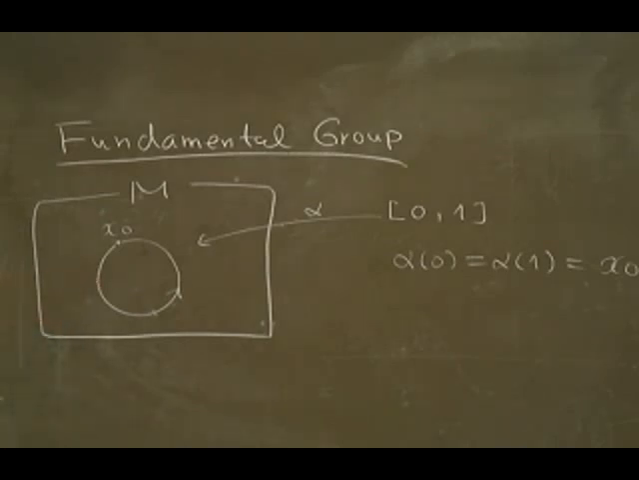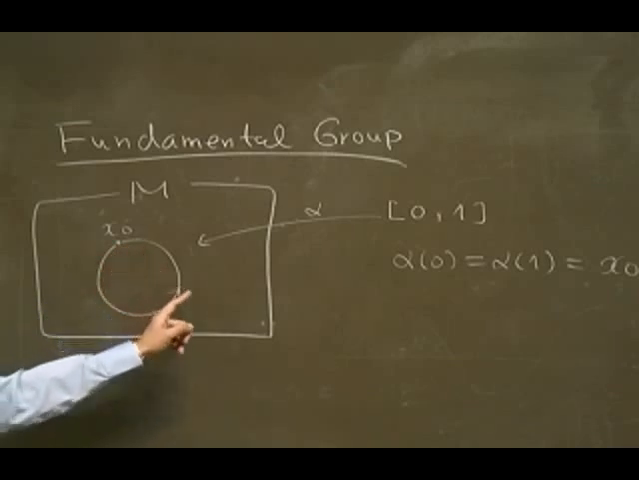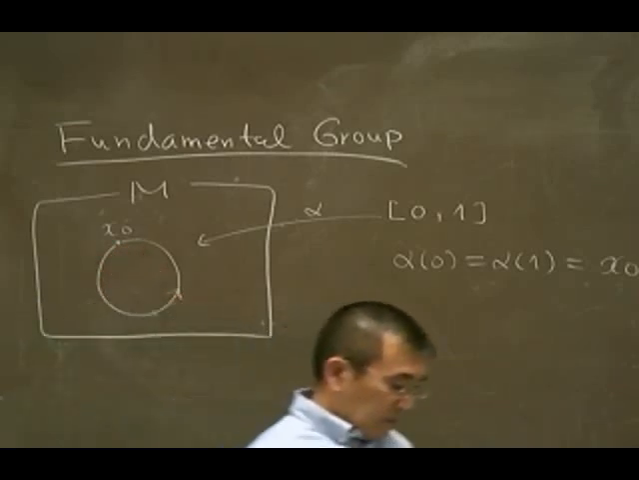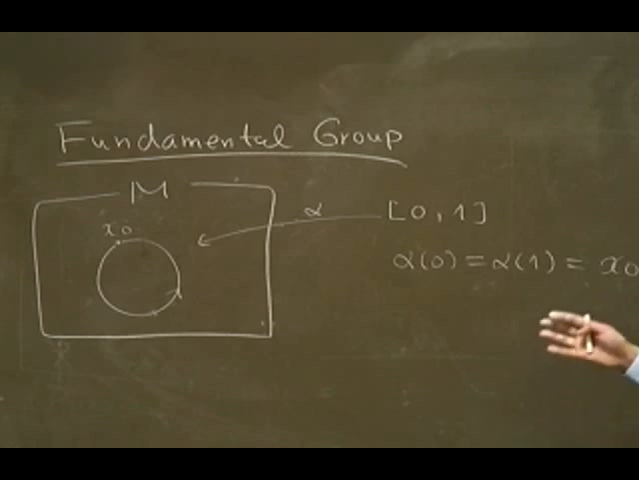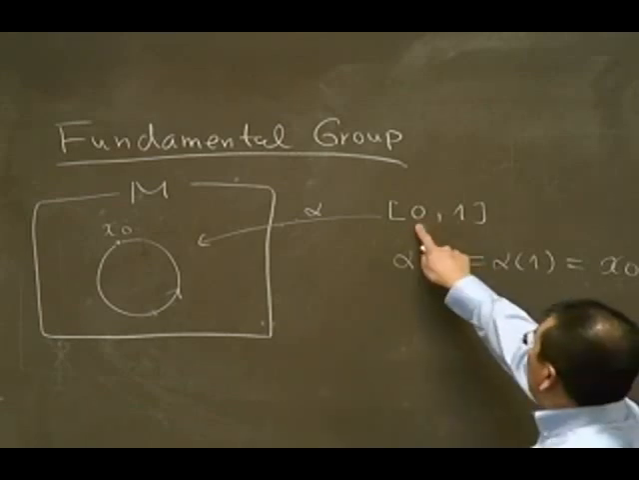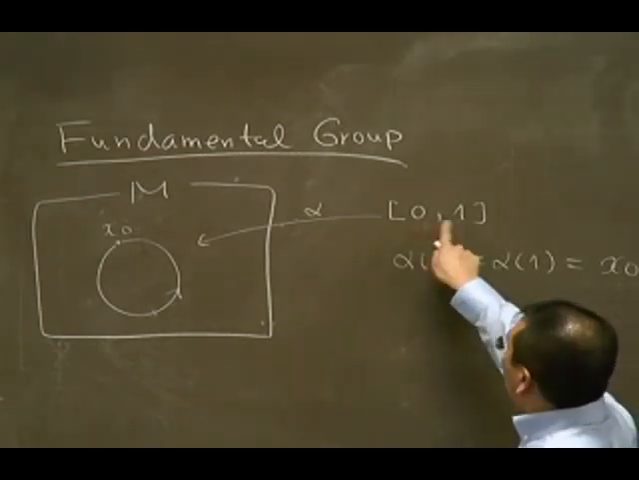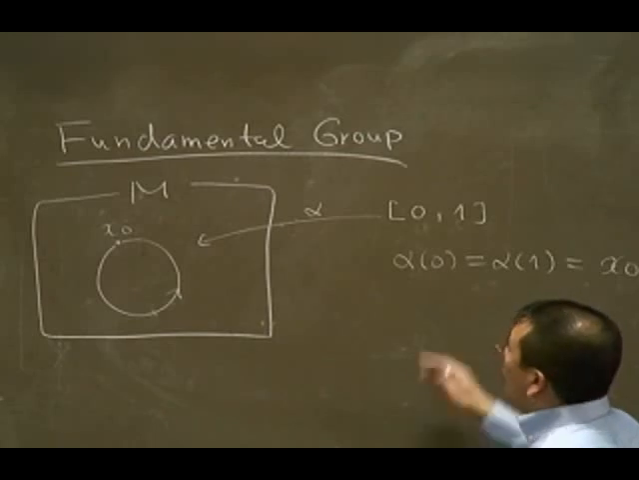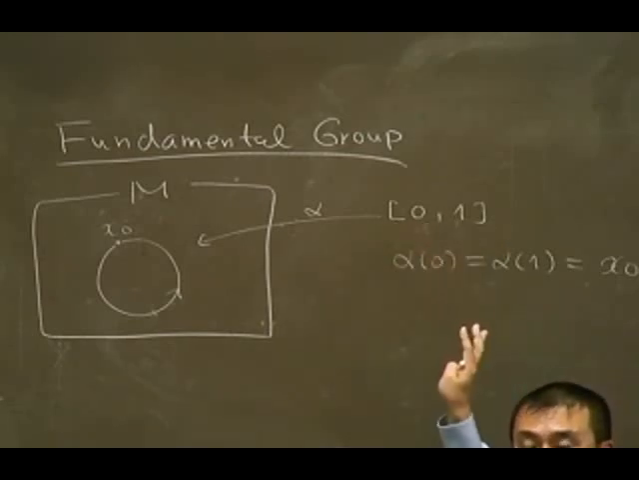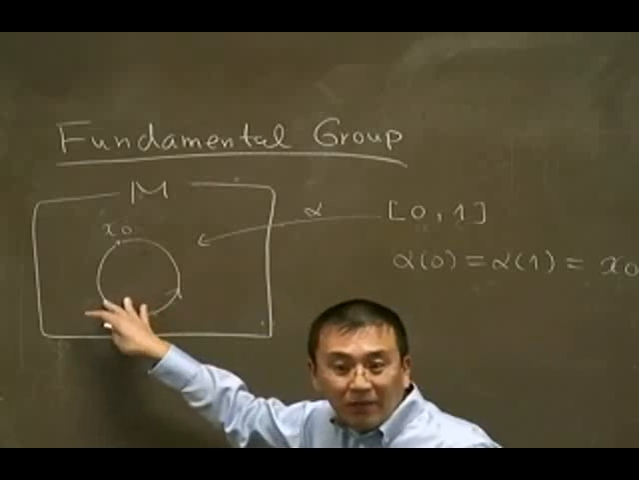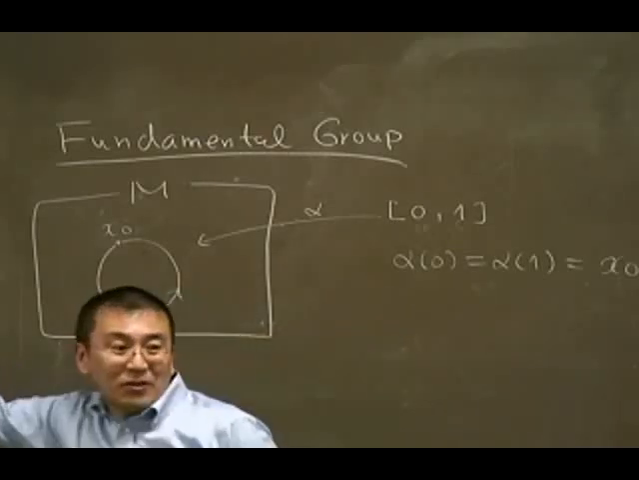So I'm going to call that a loop or a closed path starting and ending at x0. So this is just one loop, and since the beginning point and end point are identified, you can think of this also as a map from the circle to M. So this is what we are going to do.